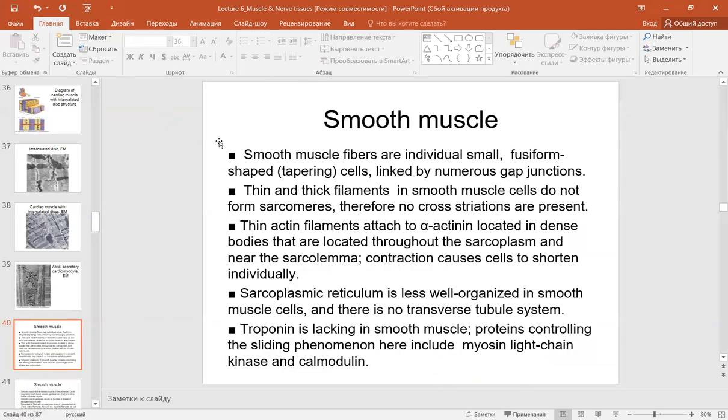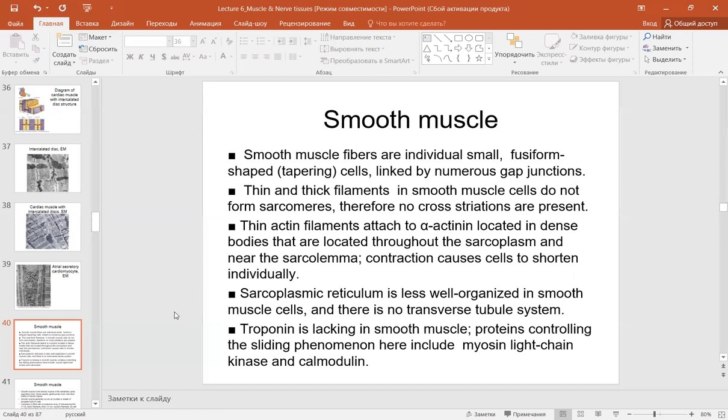And finally, smooth muscle fibers. These are not fibers, these are individual cells, small fusiform shaped cells linked by numerous gap junctions. Thin and thick filaments in smooth muscle cells do not form sarcomeres, therefore no striations are present. Thin actin filaments attached to alpha-actinin are located in dense bodies that are located throughout the sarcoplasm and near the sarcolemma. Contraction causes cells to shorten individually.